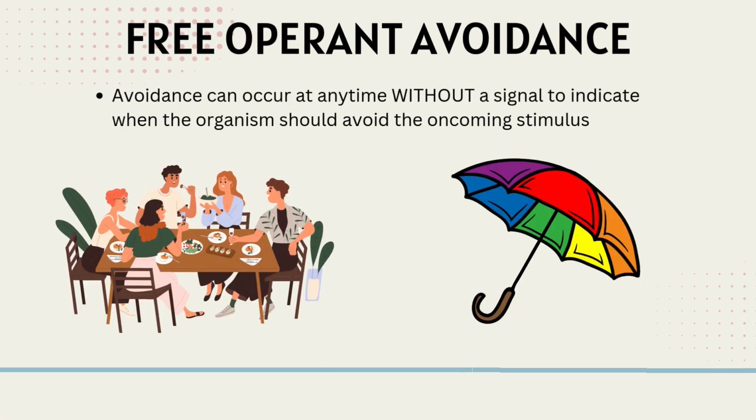Free operant avoidance is when the avoidance can occur at any time without a signal to indicate when the organism should avoid the oncoming stimulus. For example, if they are at dinner and there's a bunch of people there, they can get up and excuse themselves at any time because they might start feeling overwhelmed. Or they might grab an umbrella before they go outside to prevent getting wet.